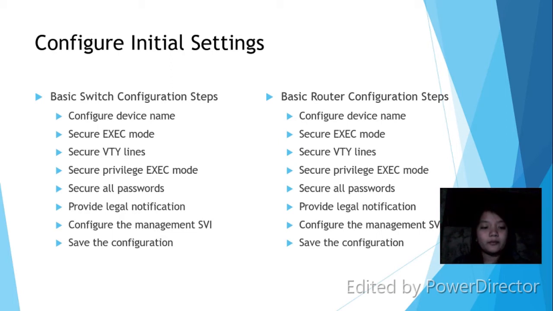Here we configure the management SVI. I forgot that, so that is the interface. For the SVI, you just put the IP address and the subnet mask of the switch. The difference is that in the router we use interface GigabitEthernet 0/0, 0/1, and so on, while in the switch it is interface VLAN 1. The rest are the same commands.